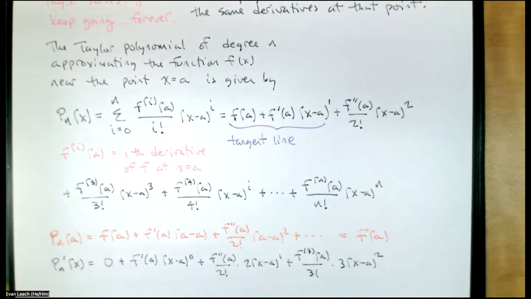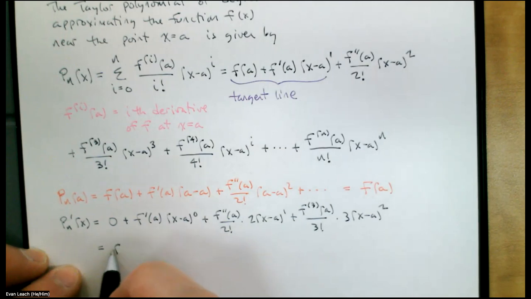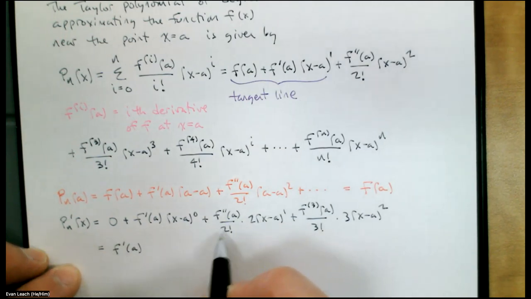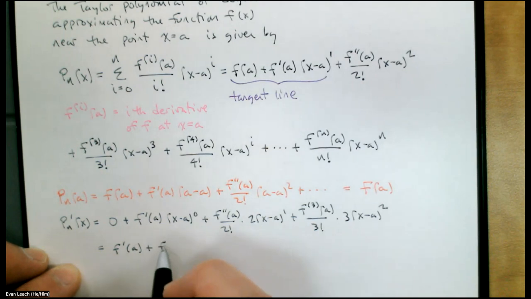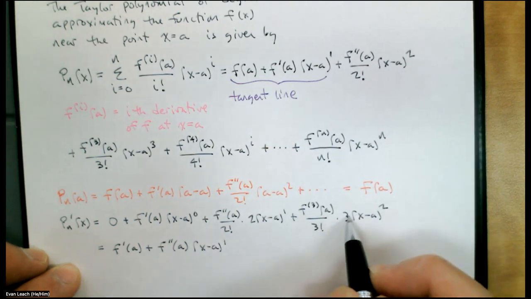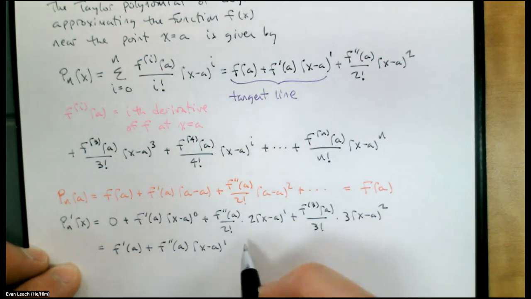So what happens is that the factorial is picking off the exponent when we multiply by the exponent when we take the derivative. So we just end up with f prime at a as a constant. Then the 2 cancels out the 2 factorial and leaves f double prime at a times x minus a to the first. And then the 3 cancels with 3 factorial and leaves behind 2 factorial.